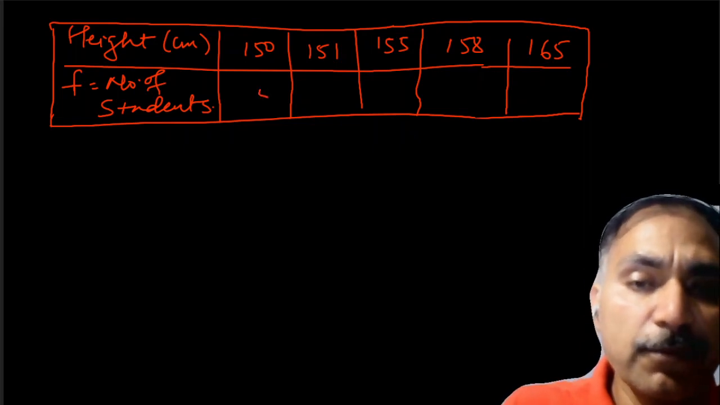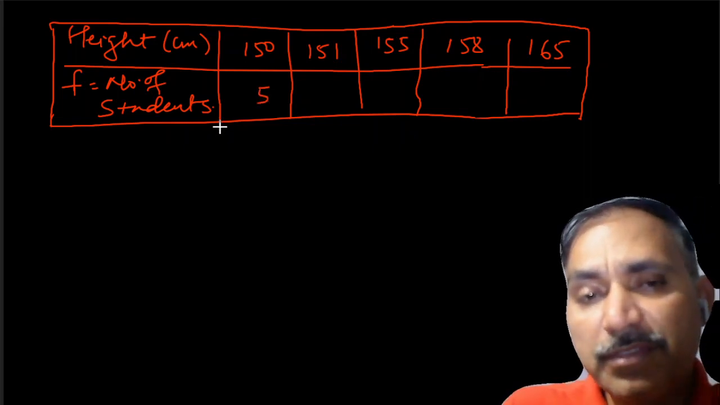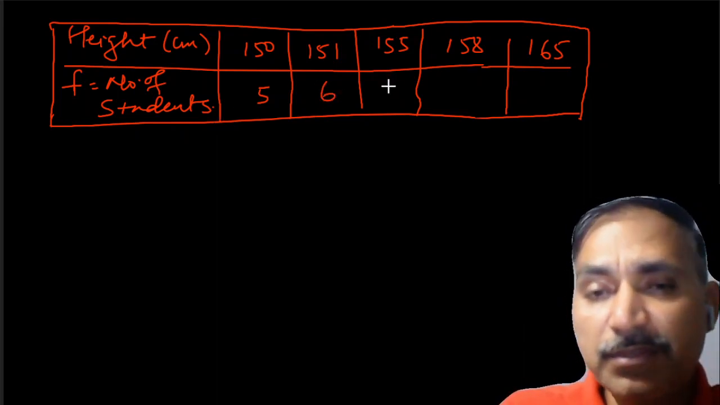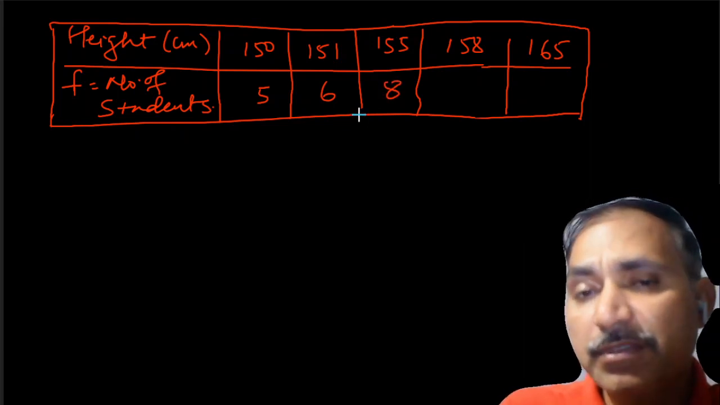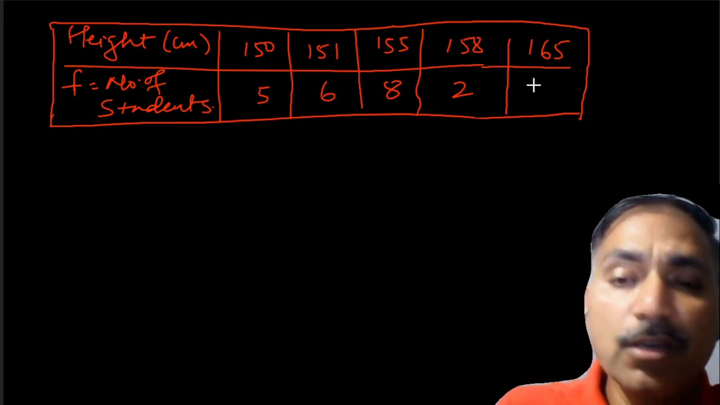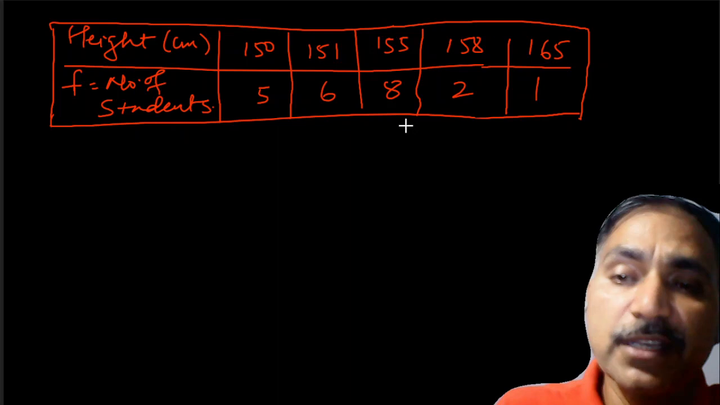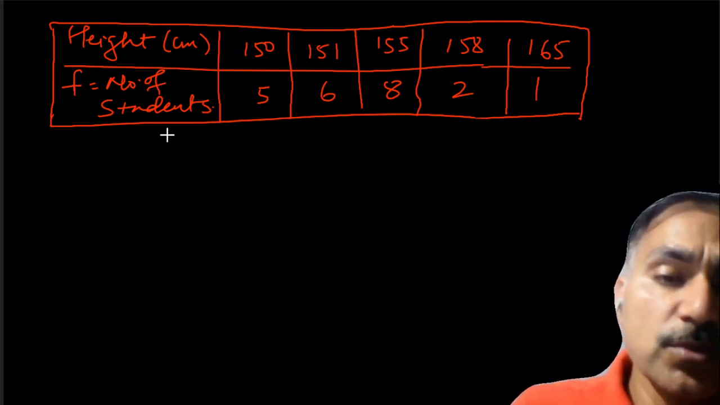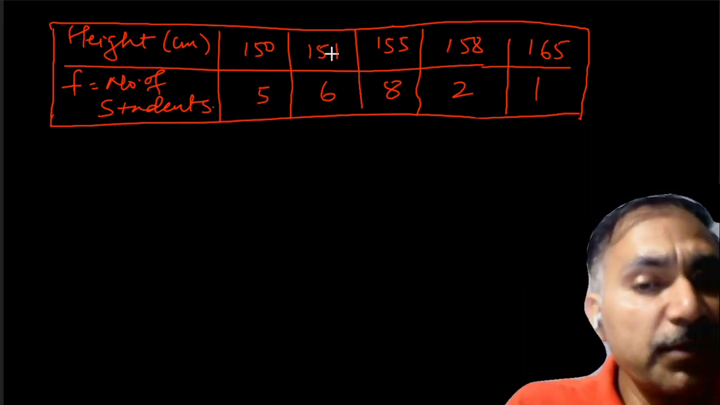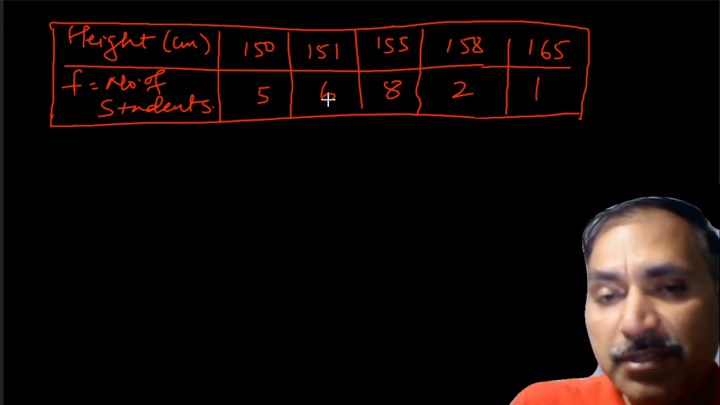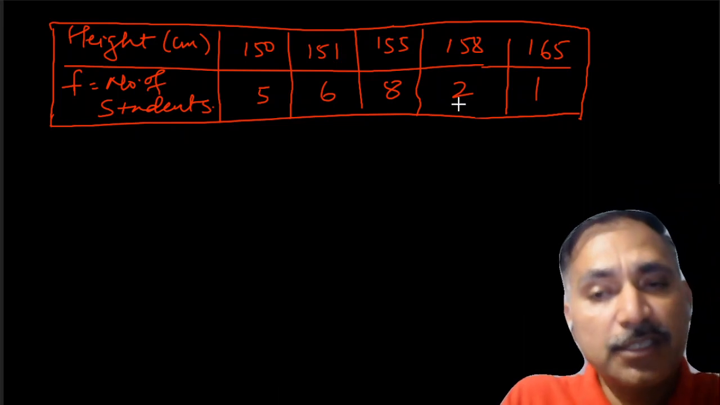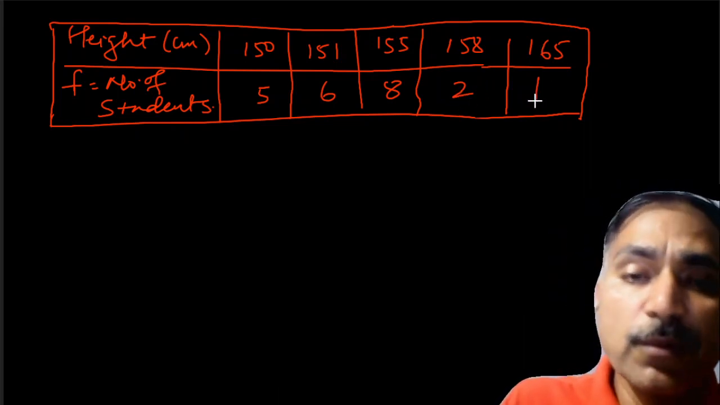There are only 5 members who are 150 centimeters in height, 6 who are 151 centimeters, 8 who are 155 centimeters, 2 who are 158 centimeters, and one who is 165 centimeters. So if we arrange this order-wise, 150 is repeated 5 times, 151 has a frequency 6, that means 151 is repeated 6 times, 155 is repeated 8 times, 158 is repeated 2 times, and 165 is repeated only once.